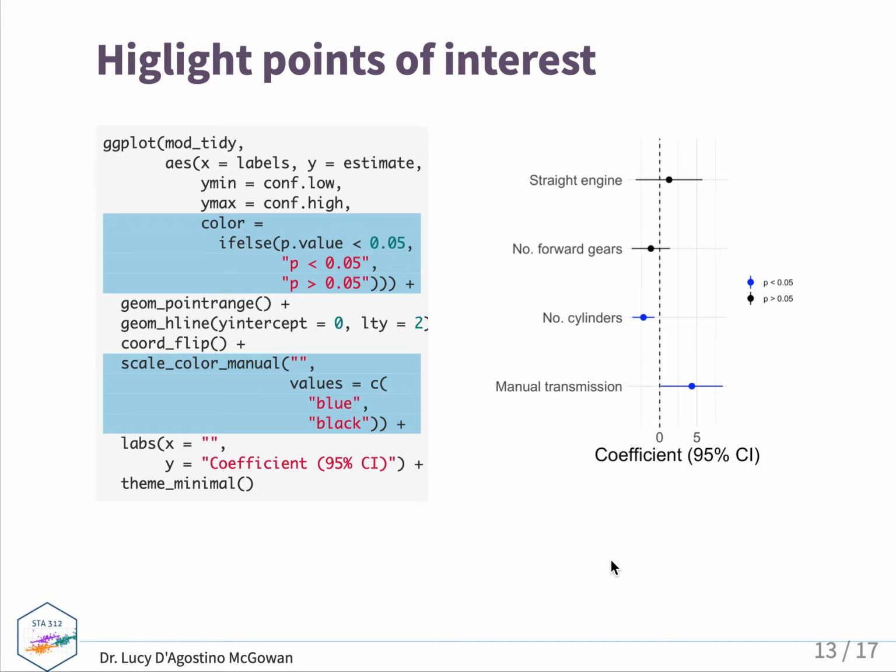All right, now the next thing that's important in plots is that you want to make sure you draw attention to the points of interest. For example, if your stakeholder was interested in which coefficients have significant p-values, you might do that.